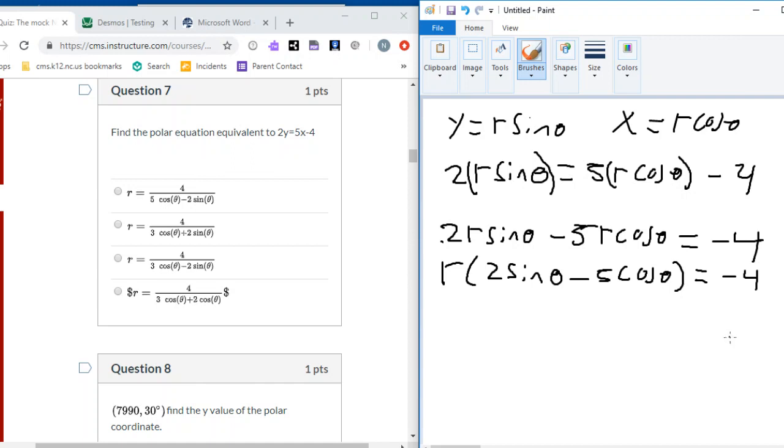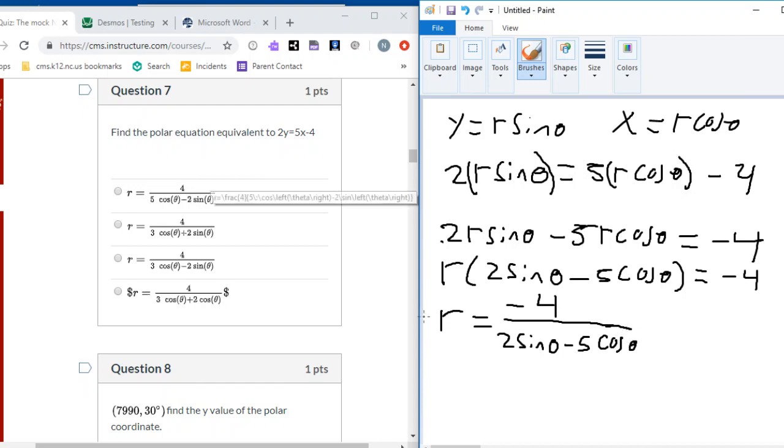Then I divide each side by 2 sine of theta minus 5 cosine of theta. r is equal to negative 4 over 2 sine of theta minus 5 times the cosine of theta. But notice the answer choices don't have negative 4 in the numerator, but 4. So to find an equivalent term, we can multiply by negative 1 over negative 1 and get positive 4 over negative 2 sine of theta plus 5 cosine of theta. And that could be rewritten as 5 cosine of theta minus 2 sine of theta.